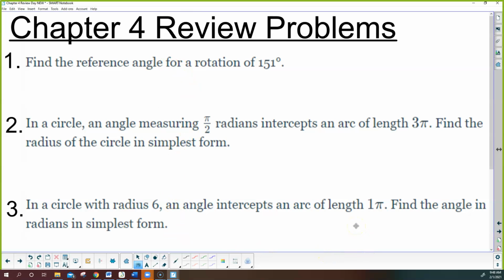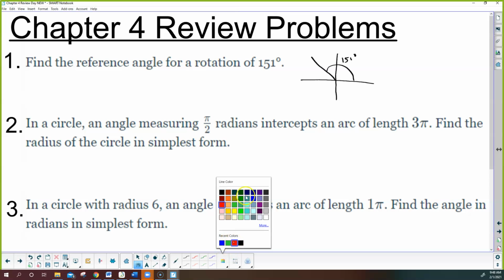All right? So let's look at number 1. It says find the reference angle. What kind of work would I expect to see if this was a problem on the test? Here's what I would expect you guys to do: draw the picture. 151 degrees is roughly right there. And then we're asking for the reference angle, right? What is the reference angle?